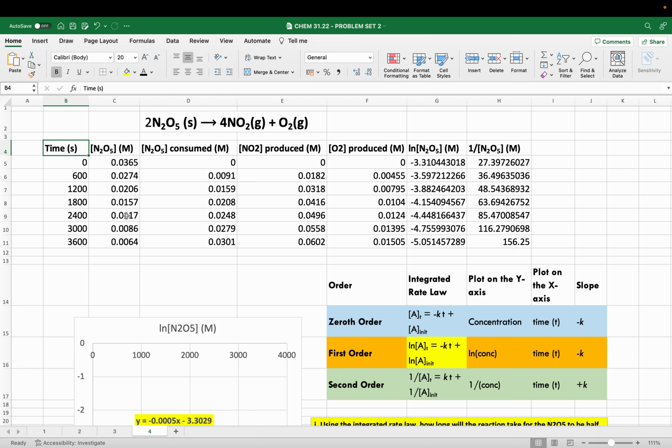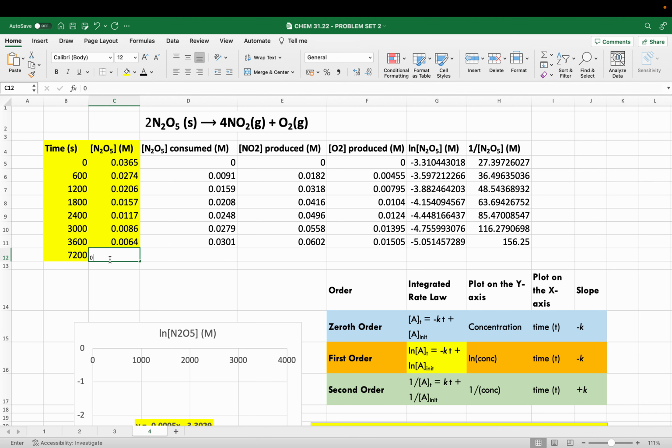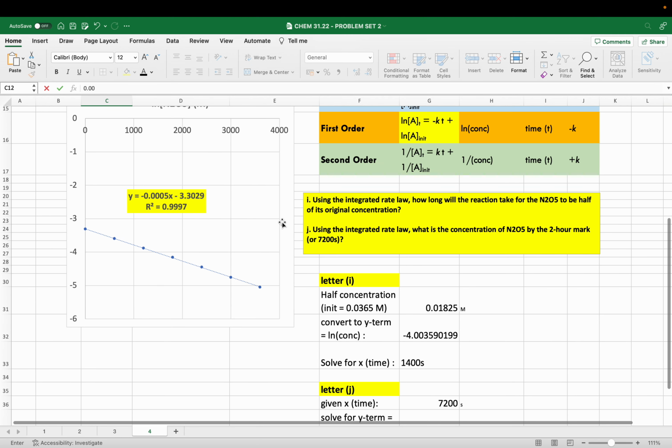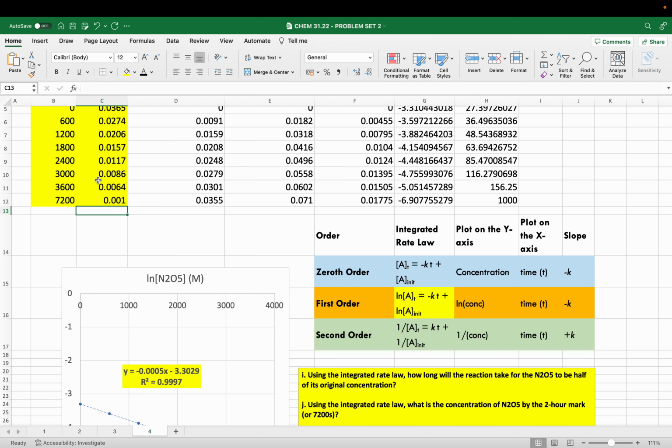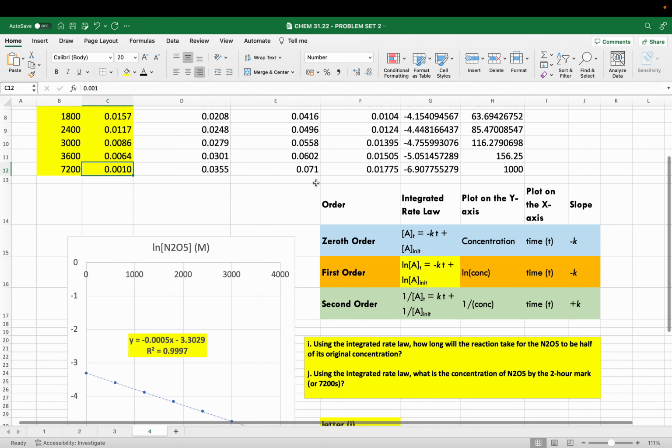And going back to our concentration versus time for N2O5, it makes sense that at 7,200 seconds, 0.0010 could be the new concentration, a lot smaller than the concentration of 0.0064 at 3,600 seconds.